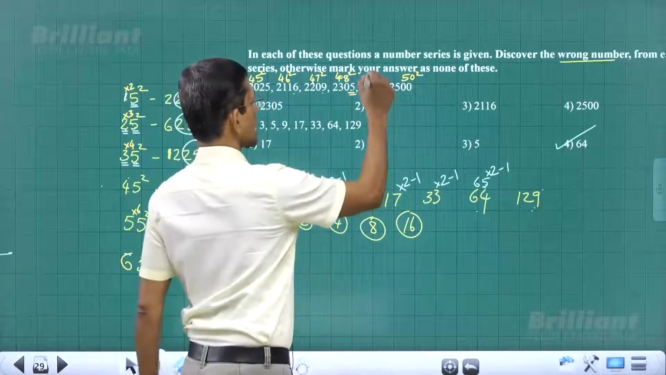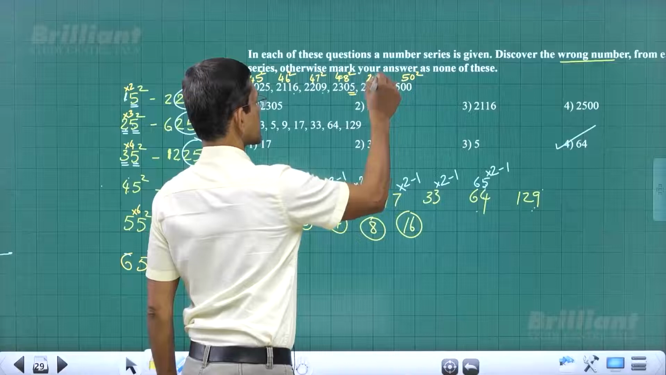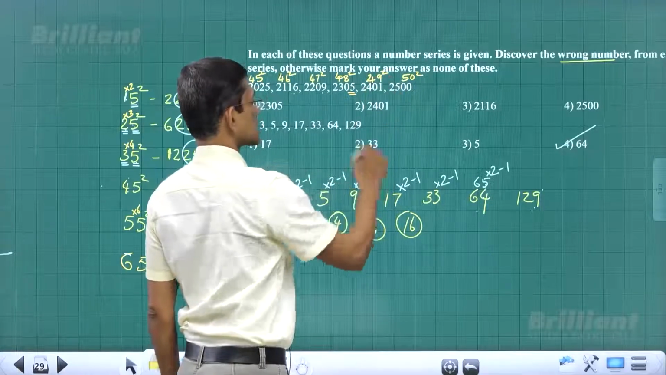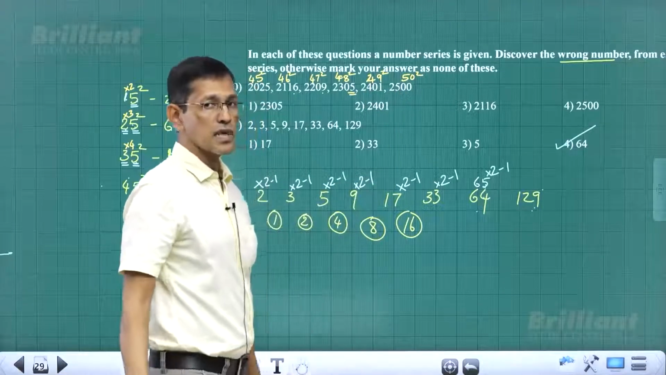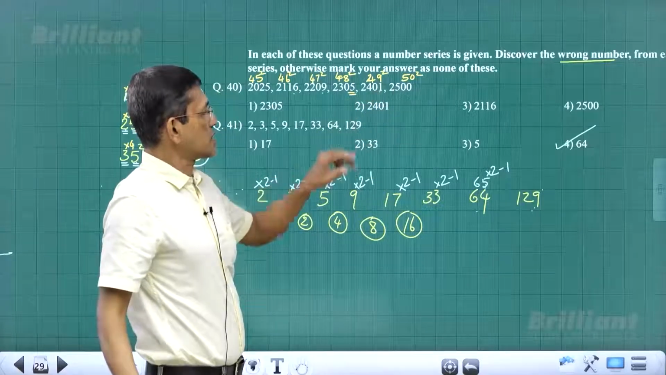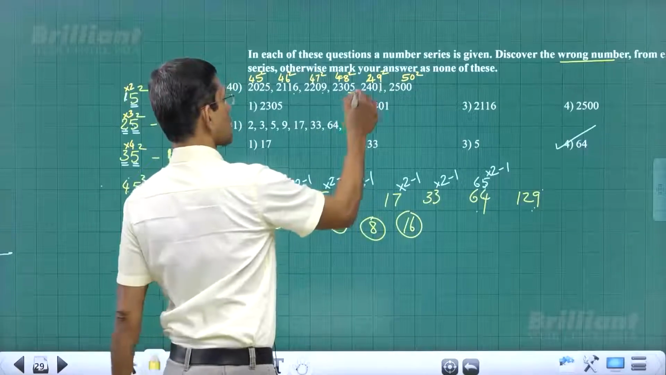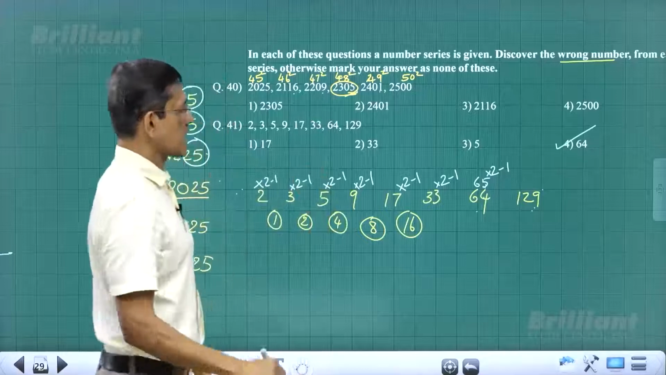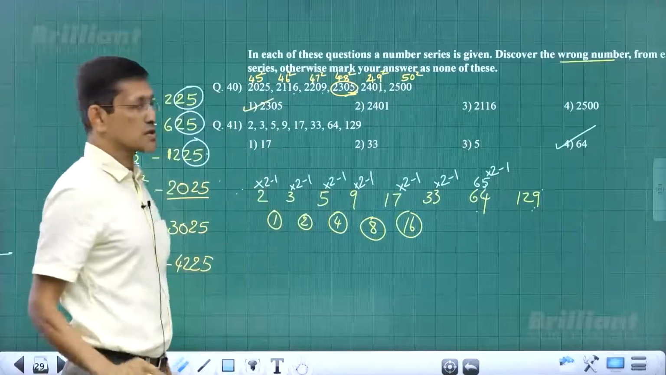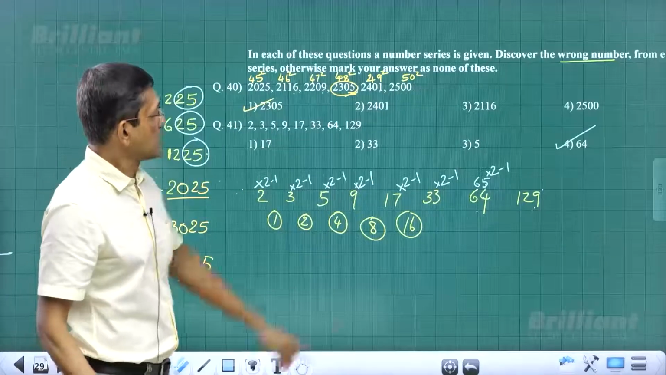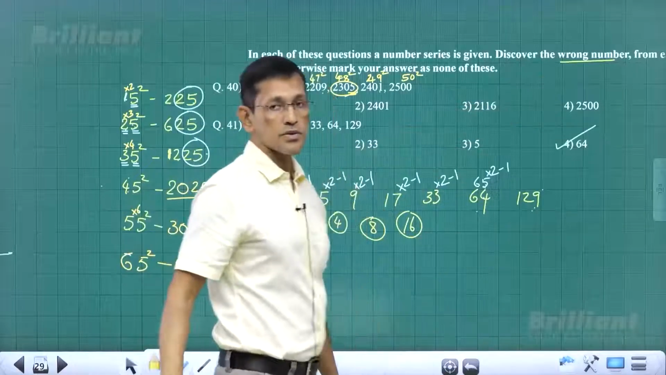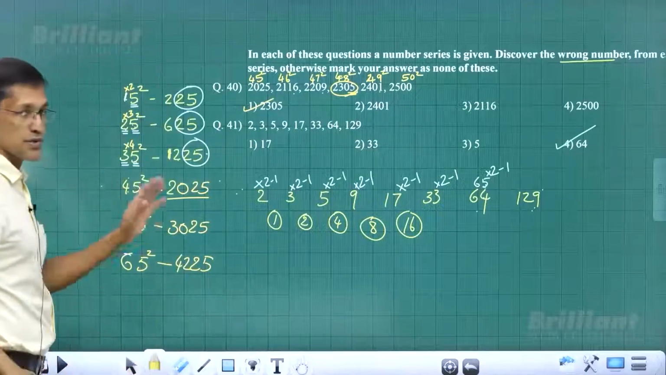And this is 49 square. 49 square is what? The last digit is 9. So 49 into 49, 9 into 9 is 81. So last digit must be 1. So that is correct. So which one is wrong? 2305. So the answer is 2305. Discover the wrong number. So that is what we have to do in this question.